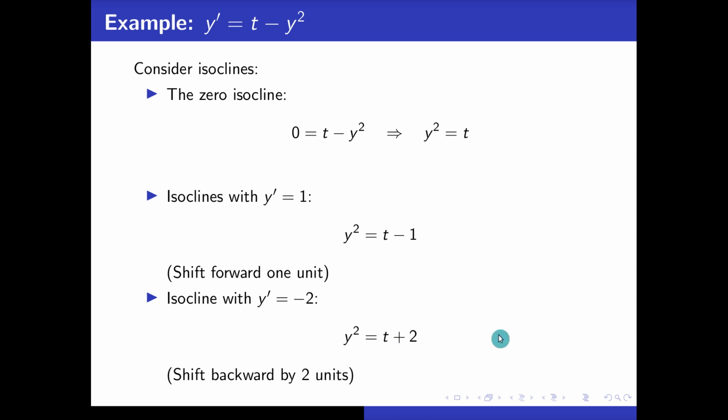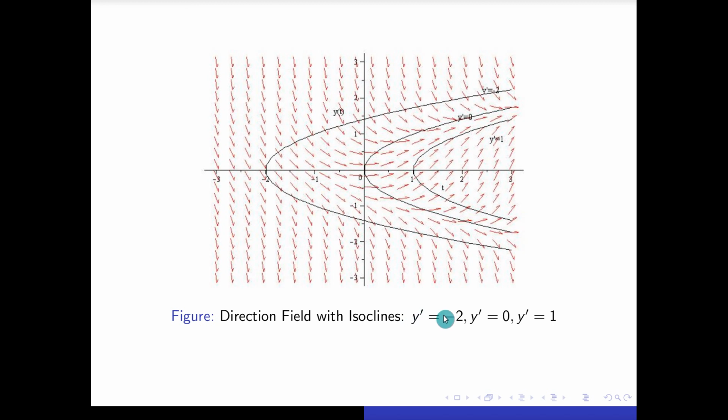So let's see what that means. I think I have it here. Here's my direction field with the separate isoclines. So here's the 0 isocline. And what do you notice about the 0 isocline again? If you take the local slope along any point on that curve, the slope is 0. If I look at y prime equals 1, I shifted my parabola forward by 1 unit, and any point on this curve has a little arrow that has a slope of 1. Do you see that? Good. And then finally at negative 2, that's this curve.